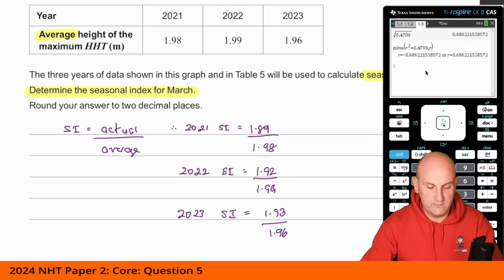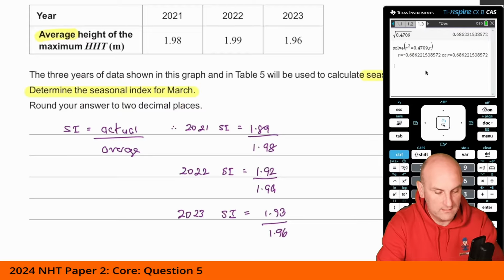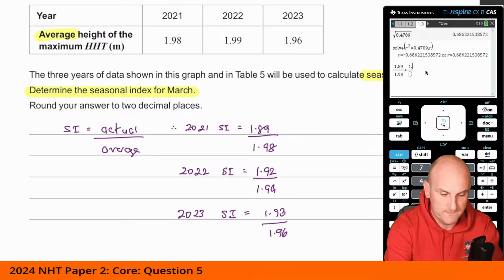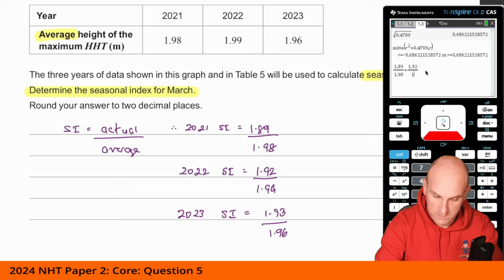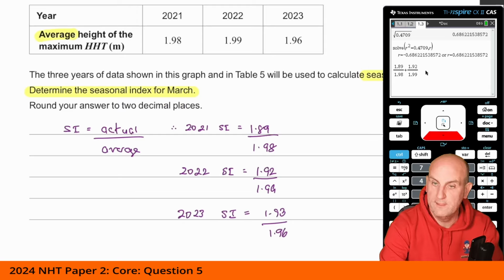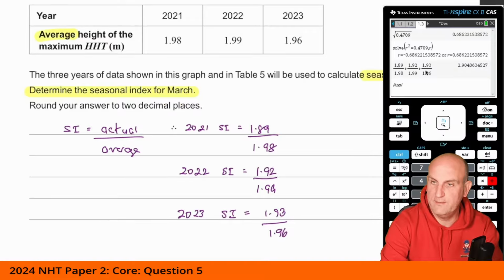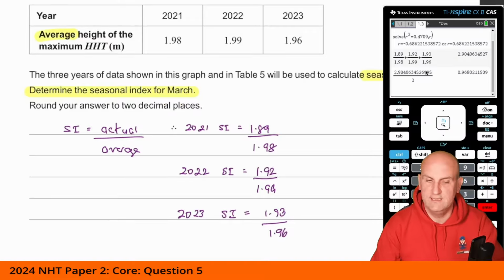Right, so let's see if I can do this without messing up my calculator. So let's do 1.89 divided by 1.98. I want to add to that, please, 1.92 divided by 1.99. And I am going to add to that 1.93 divided by 1.96. Hit enter. Divide that by 3 because I want the average.